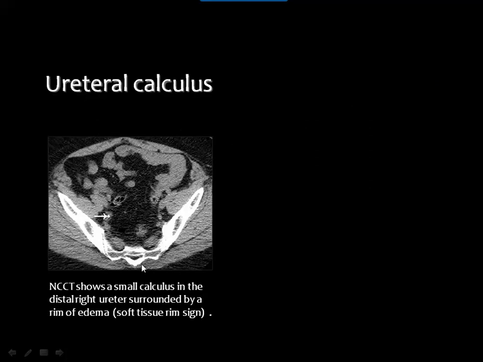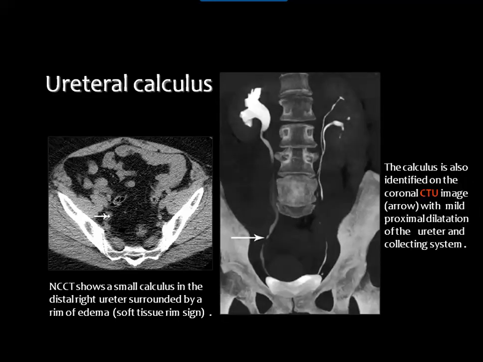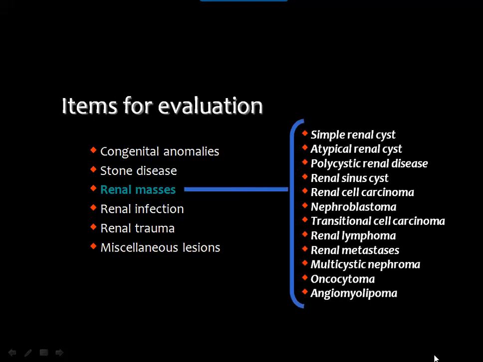And this is a stone, or a radio-opaque shadow, on the right side of the pelvis. And by CT urography, after injection of contrast media, you can see the site of the calculus and the proximal back pressure effect on the renal pelvis and the calyces. And also on the left side, you can see the duplication of the pelvicalyceal system.